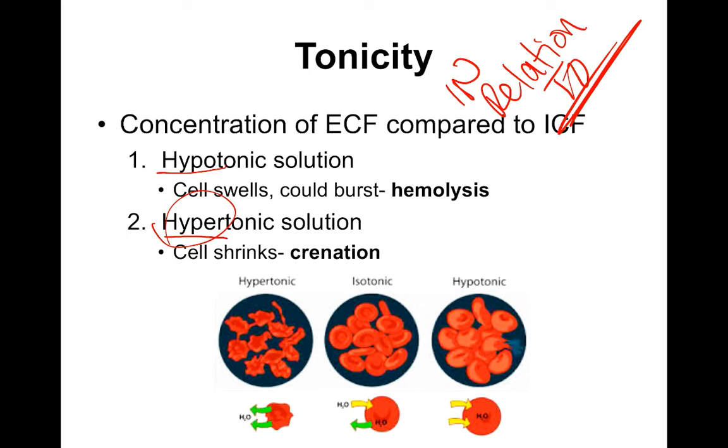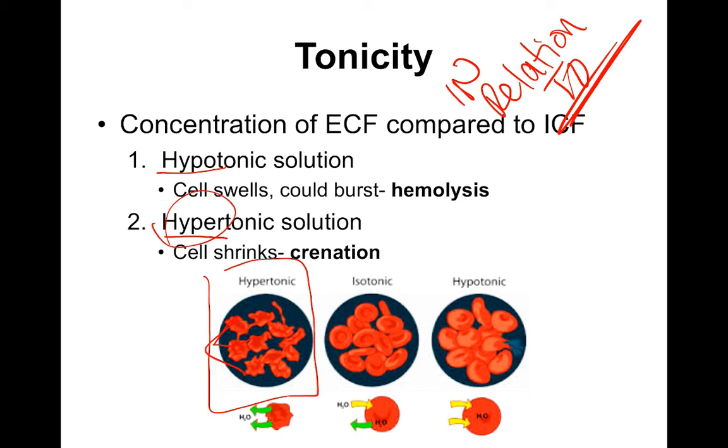Now, when we discuss a cell in relation to a solution, we can talk about the cell in a hypertonic solution, as you see here on the left. If we put a cell in a hypertonic solution, that means there are more solute molecules outside of the cell. And where does the water want to go? The water wants to evenly distribute across the membrane according to the solute molecules. So the water will go out of the cell. And we call this crenation.